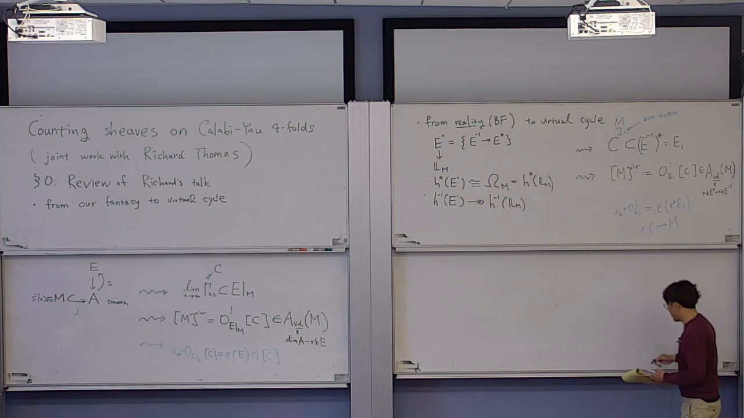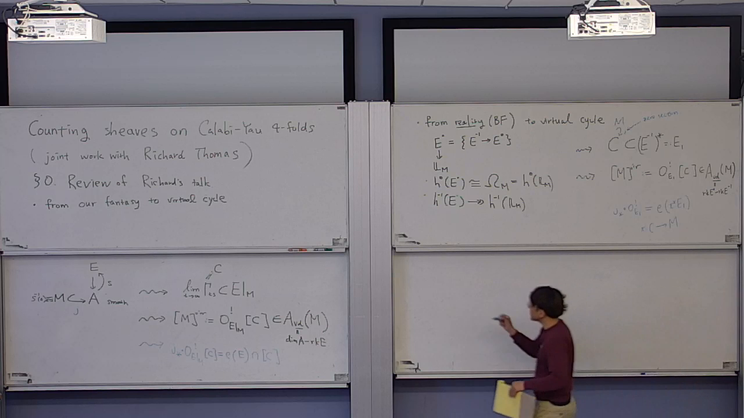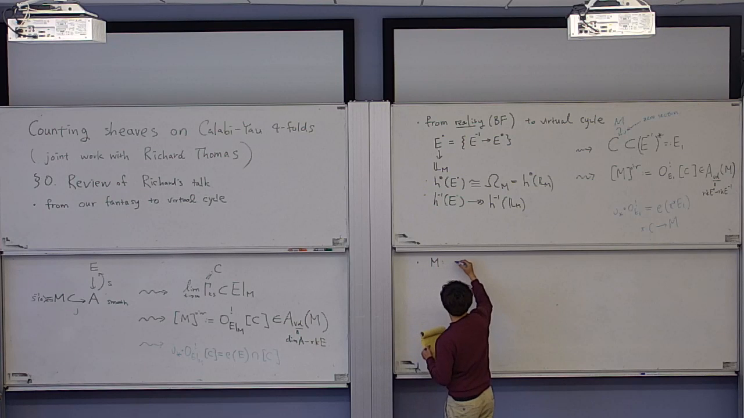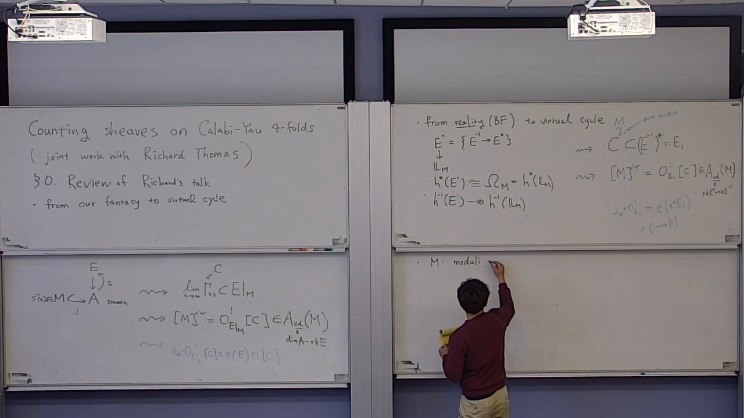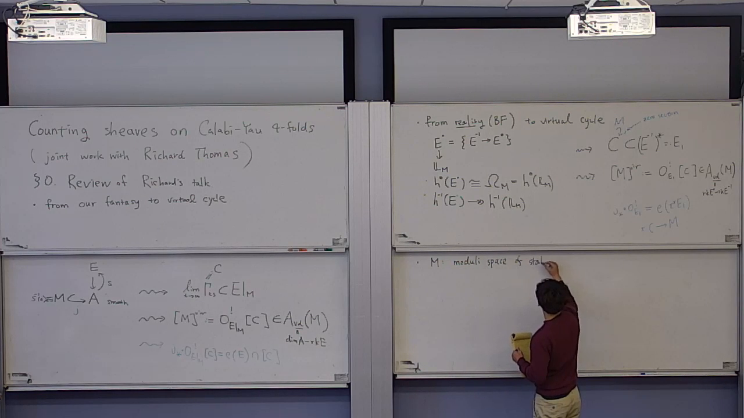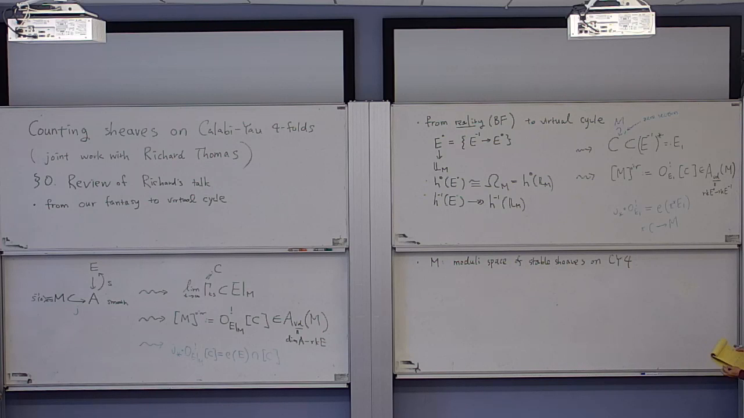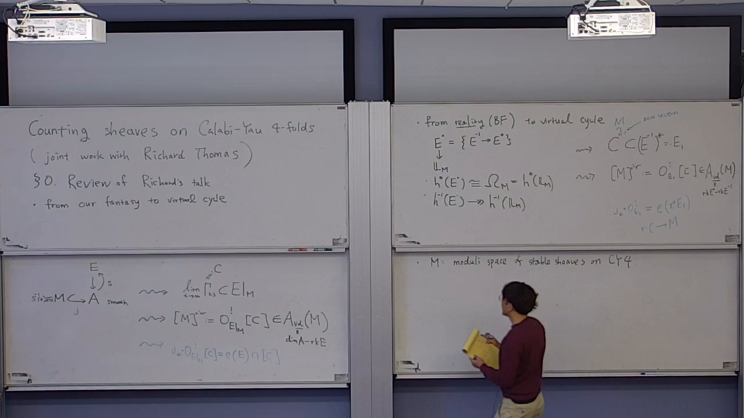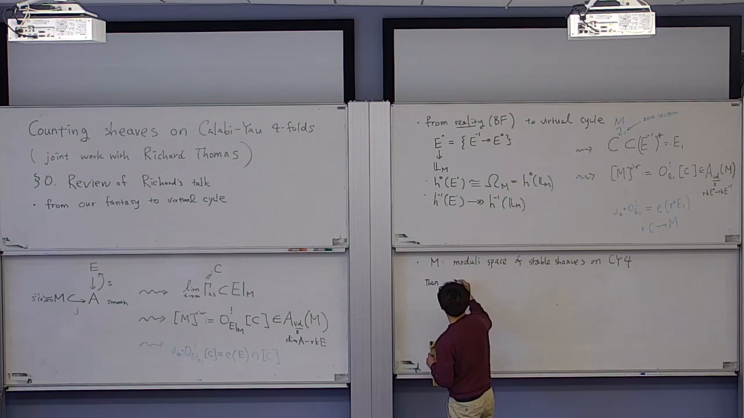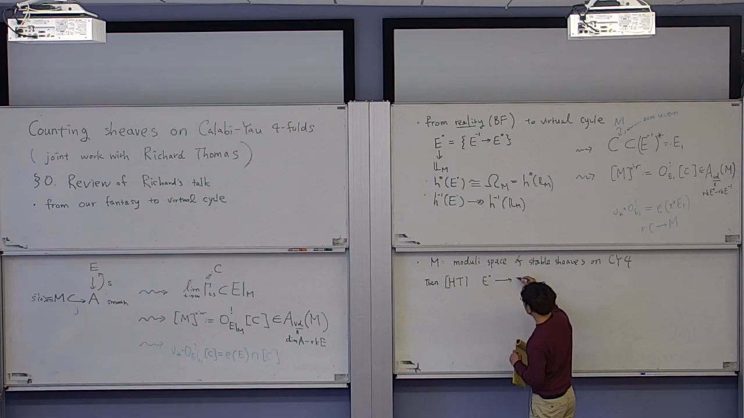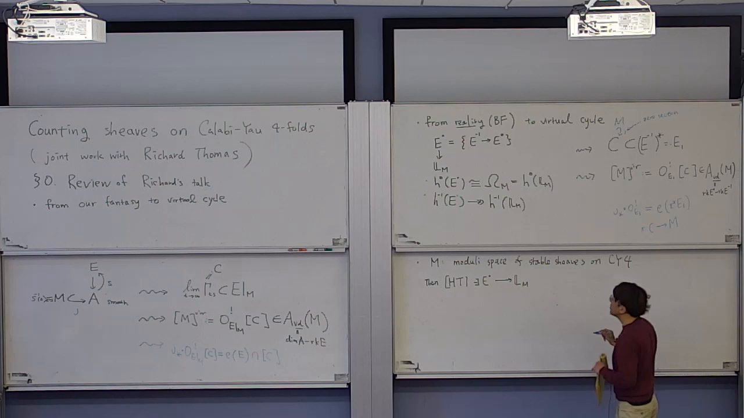Okay. Then now, this is also review. Let M be a moduli of stable sheaves on a Calabi Yau fourfold. Then Huybrechts and Thomas, as they defined, actually they proved there exists a morphism from something to L_M satisfying those two conditions.